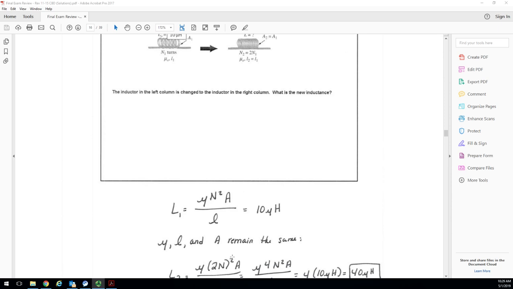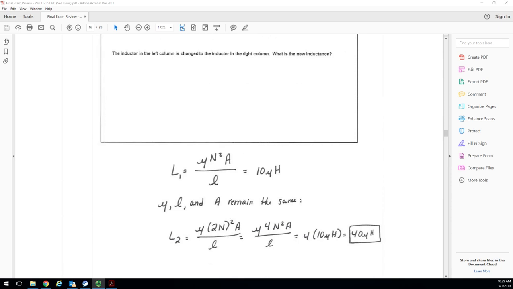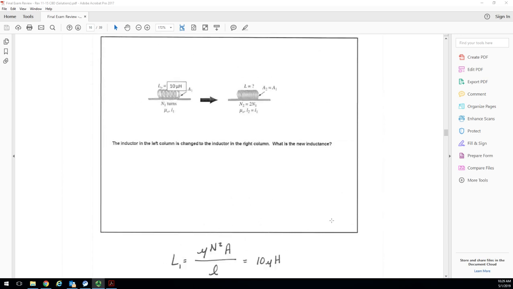So essentially, it's like we're multiplying by 4, because 2 squared means that we've got a fourfold increase in the inductance. So 4 times 10 microhenries, that would be a 40 microhenry inductor here, just from doubling the number of turns, because it's squared in our equation. So if we had tripled the number of turns, we would multiply this by 9. If we had 4 times the number of turns, we would multiply the inductance by 16, and so on.